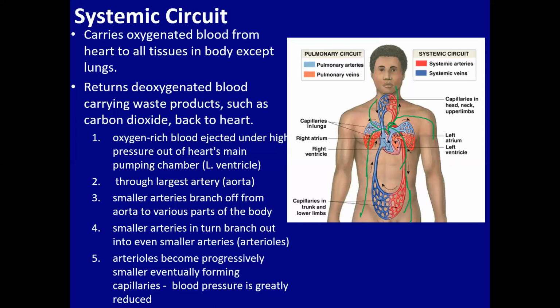These arteries are going to branch and become smaller and smaller and smaller till they become arterioles. Those arterioles become progressively smaller, and eventually they will form capillaries. And by the time you get to a capillary, the blood pressure has been greatly reduced, whether it's a capillary in your brain or a capillary in your big toe. Even though the brain is closer to your heart, it has still under greatly reduced pressure.